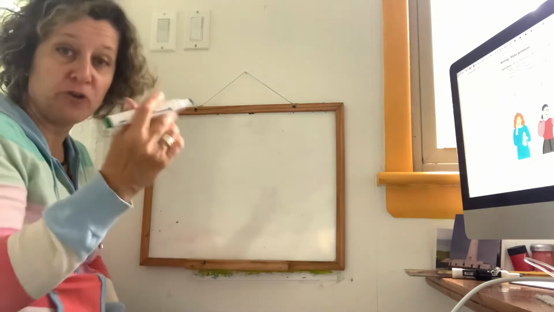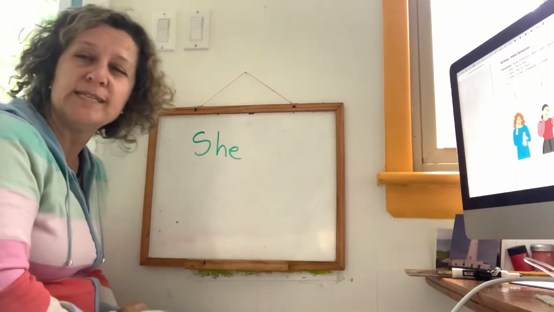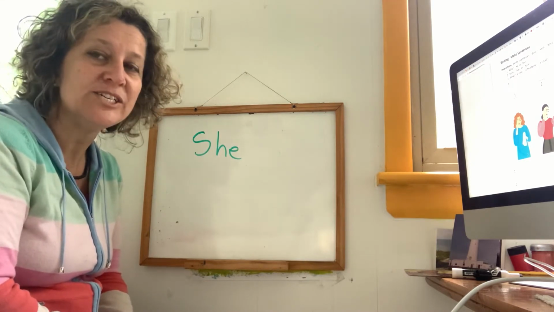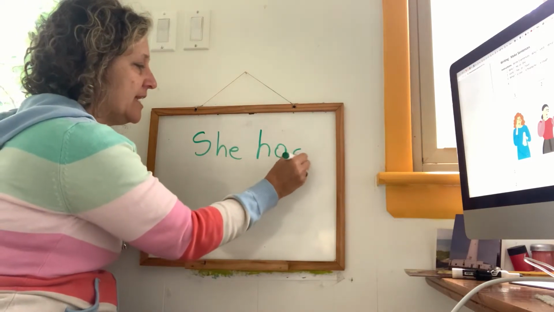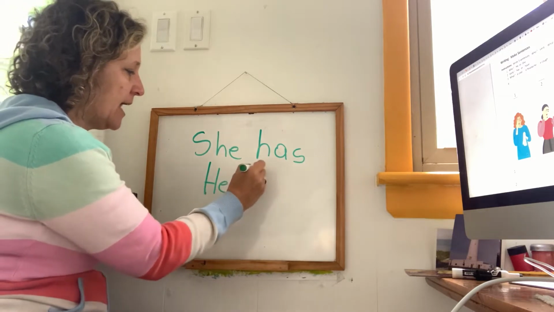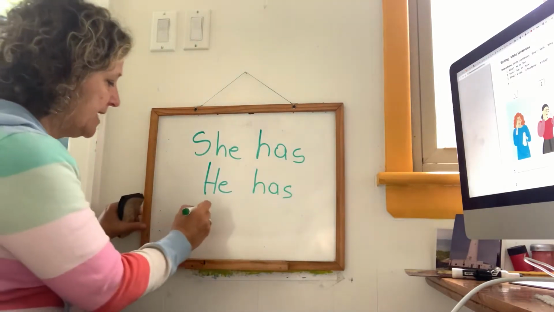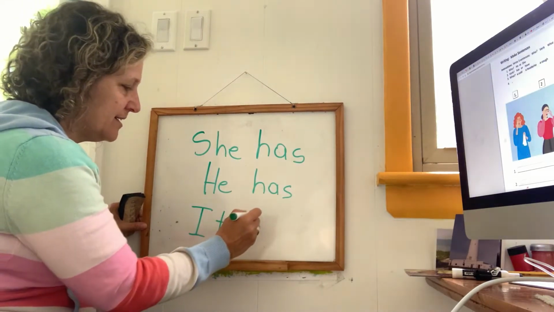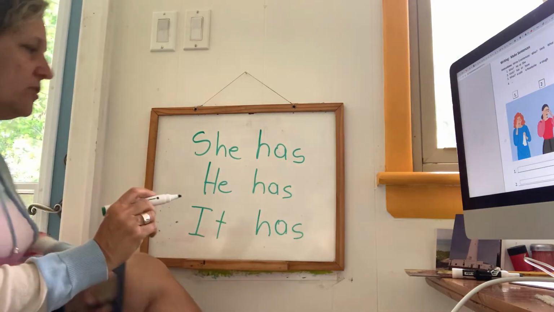You say, for example, she. Do you say she have? Doesn't sound right. You say she has. She has a fever. He has a fever. It has.